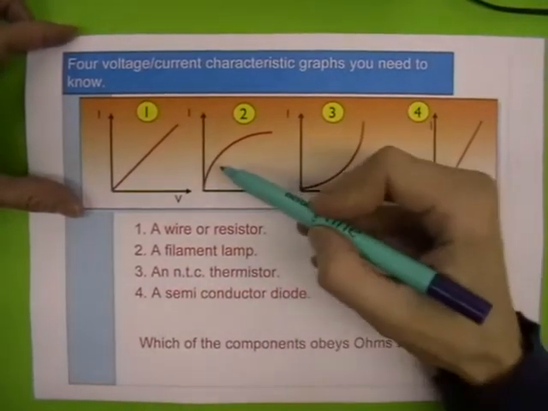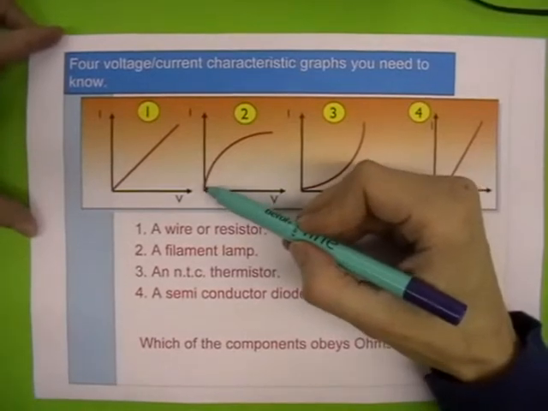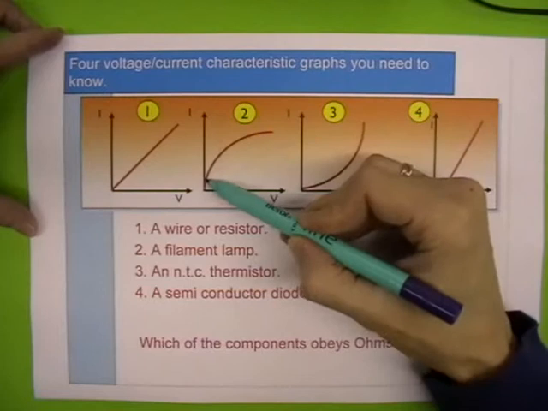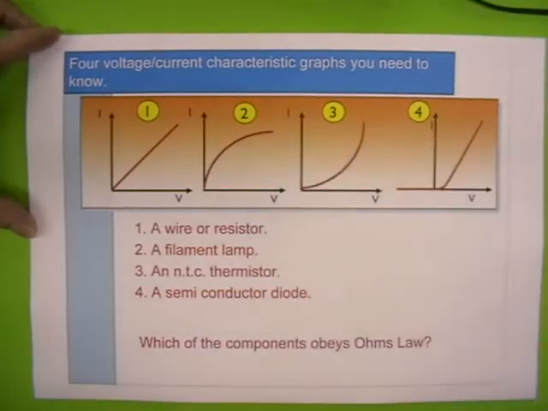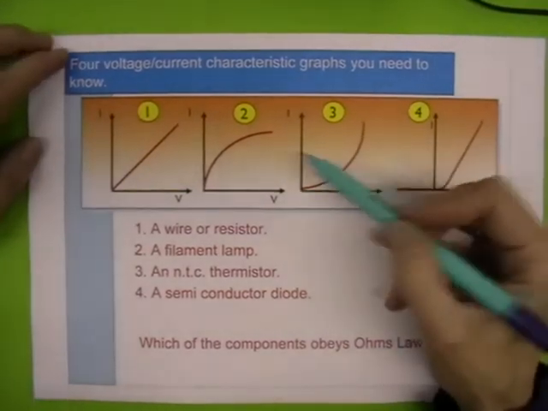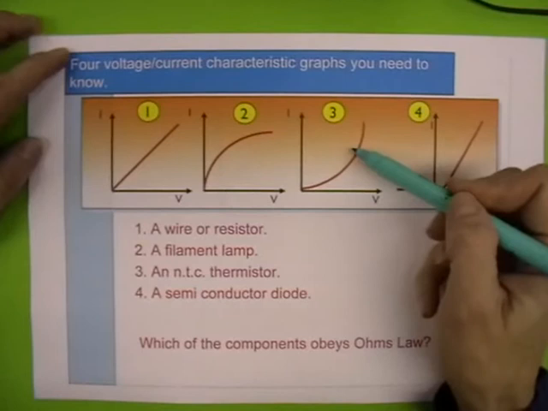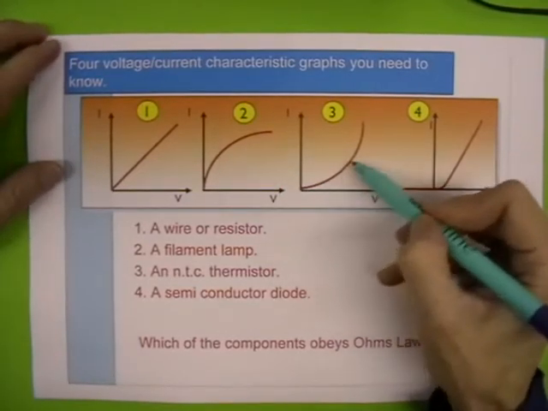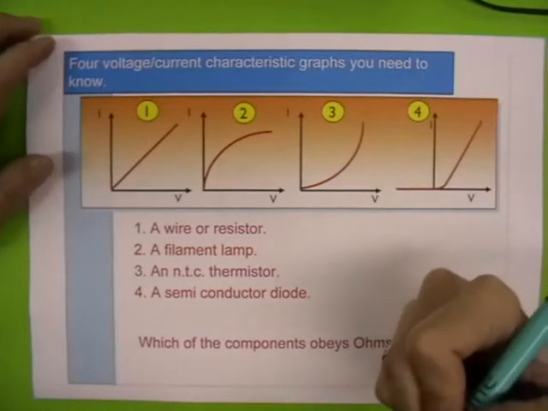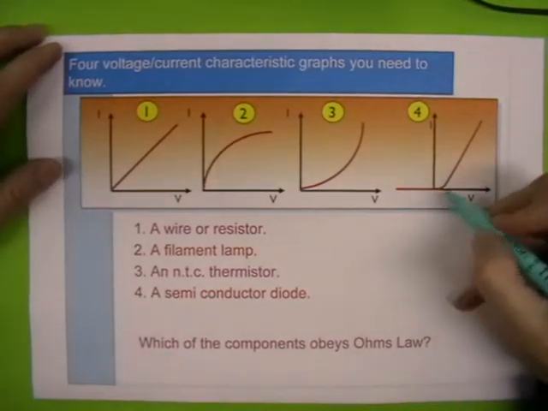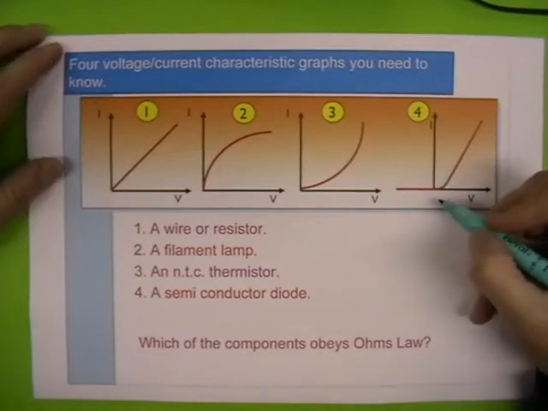Now you can see with a filament lamp that it isn't a straight line, and actually it's a curve whose gradient gets less and less as it goes on. Number 3 is a negative temperature coefficient thermistor, and it's exactly opposite to a filament lamp, and it would be fairly easy to get those two mixed up. Its gradient is actually increasing as you go on. And the last one is a semiconductor diode, and it has probably the most distinctive shape.